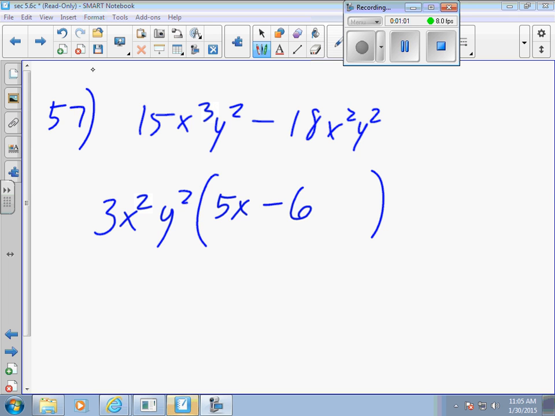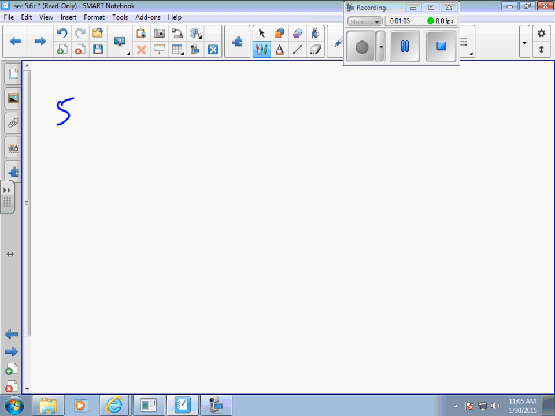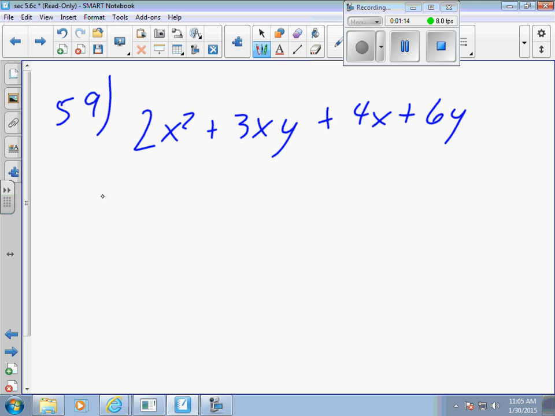Let's move on to question 59. It says 2x squared plus 3xy plus 5x plus 6y. All right, the first thing we look for in any problem when we're factoring is greatest common factor. We look in here and there's no greatest common factor. Since there's 4 terms, we would go to grouping, grouping the first 2 together and grouping the last 2 together.